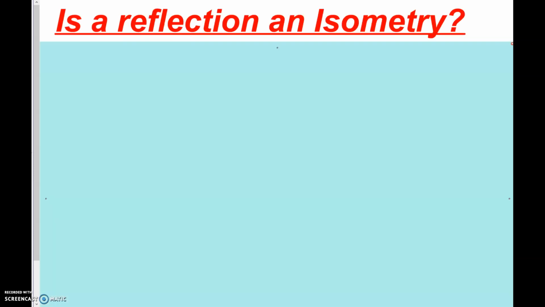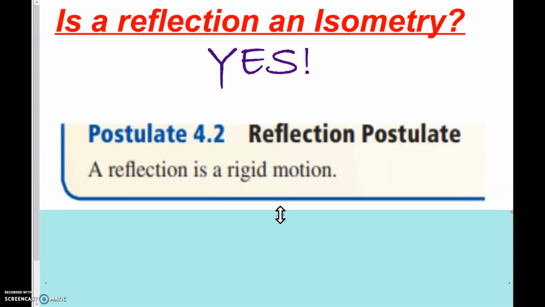So is a reflection considered an isometry? So if we reflect across a line, does it stay the same shape? Does it stay the same size? And the answer is yes. A reflection is a rigid motion.